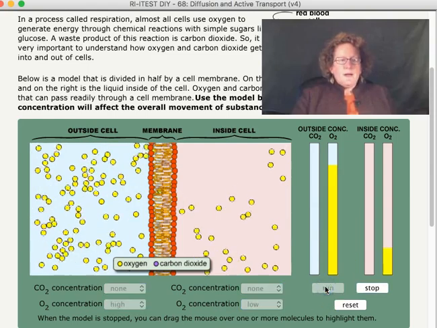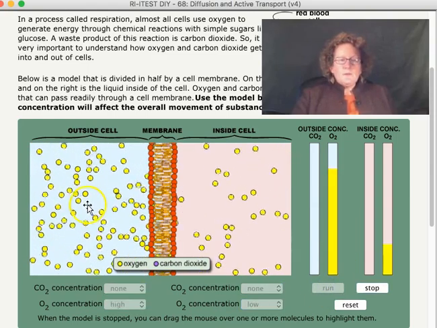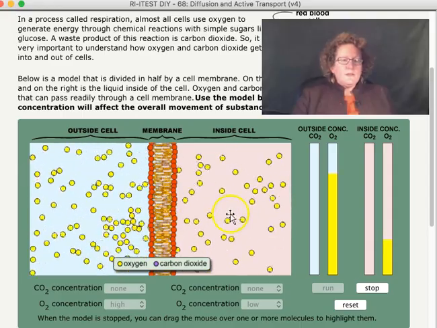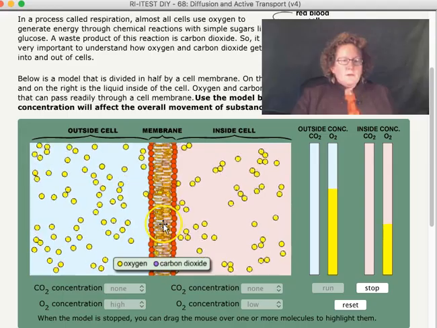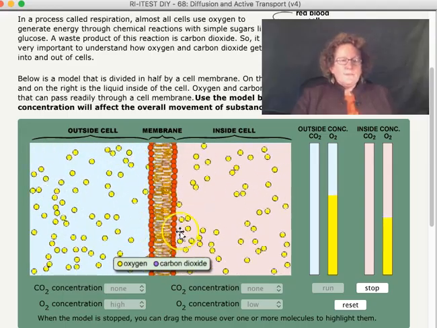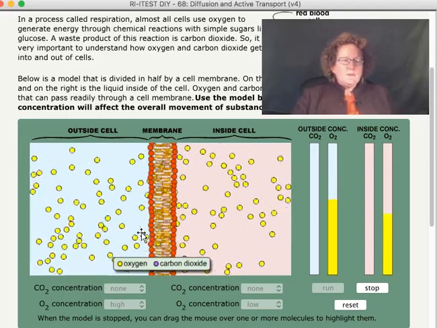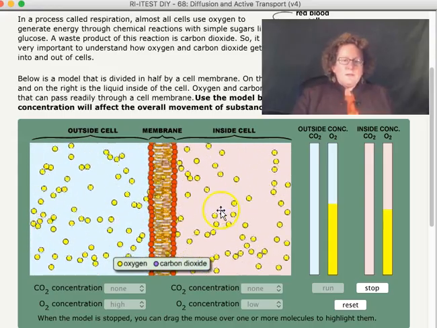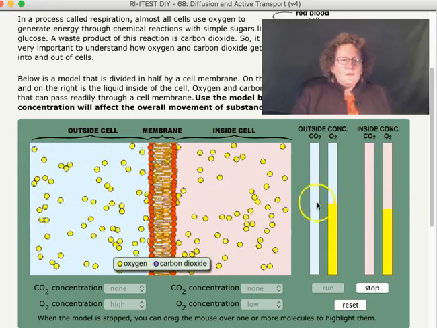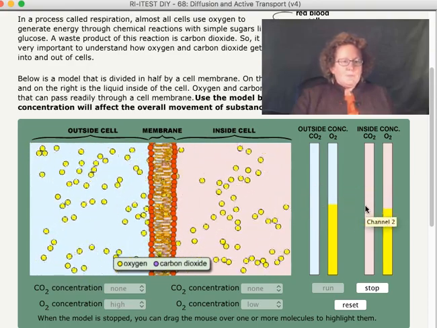So let's run this model with high oxygen on the outside of the cell and low oxygen on the inside, and focus on which direction the molecules are coming most often. Some of them are going inside to outside, but probably you'll notice there's more coming from outside to inside until you get everything even.